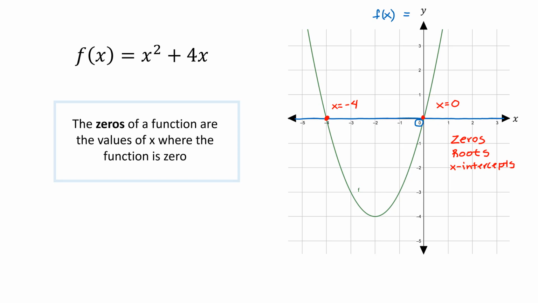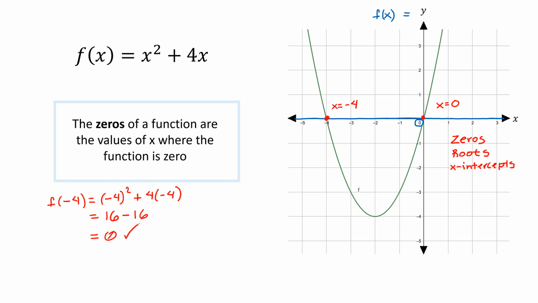So let's prove that minus 4 is a 0 of the function. When x equals minus 4, the function is minus 4 squared plus 4 times minus 4. The square of minus 4 is 16, and 4 times minus 4 is minus 16. 16 minus 16 is 0. That means that minus 4 is a 0 of the function.